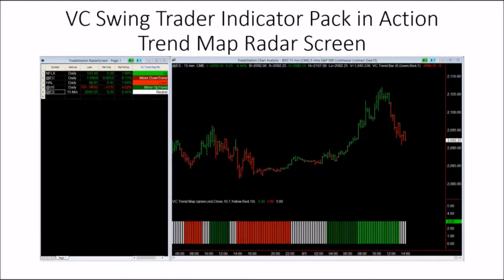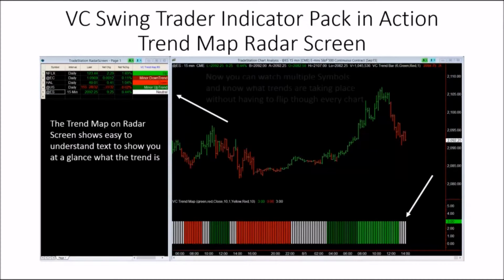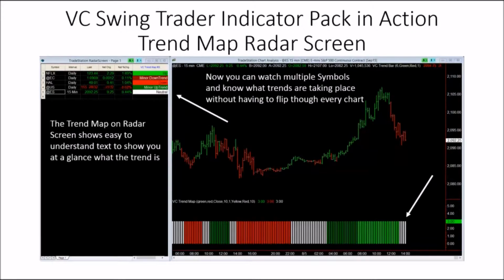So here we can see the trend map in radar screen. It shows you easy to understand language, and you can see which markets are trending at a glance. So we have 5 examples. We have uptrend, minor downtrend, downtrend, minor uptrend, and a neutral trend. And you can see that it is reflected here in the chart. Now you can watch multiple symbols and know what trends are taking place without having to flip through every chart.